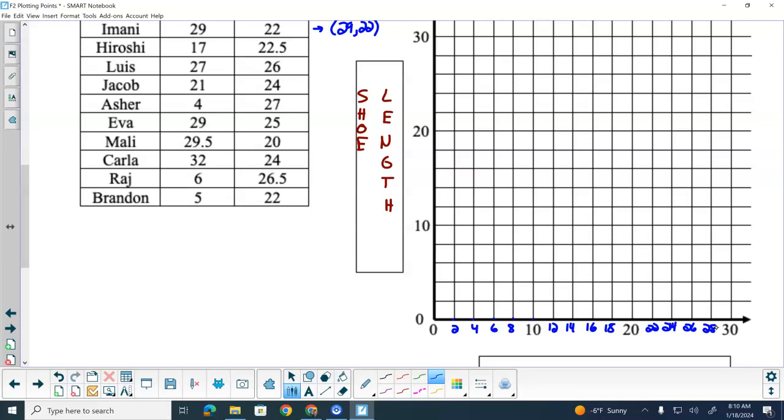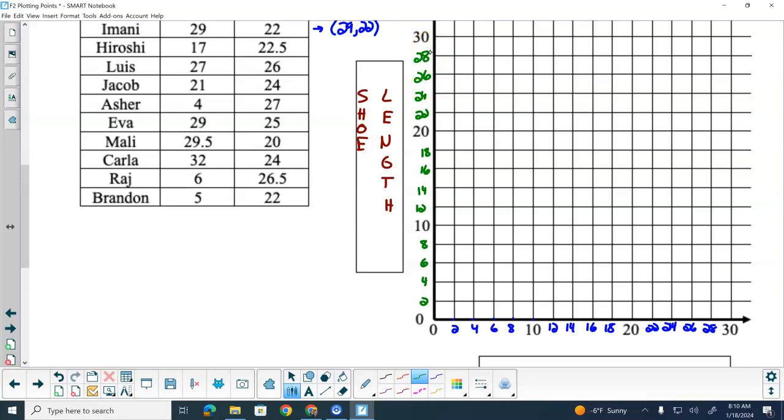What about on the side? Are they also going by 2s? Yeah, they're also the same scaling on that one, going by 2s. So then this would be 2, 4, 6, 8. Doesn't hurt to fill those in.